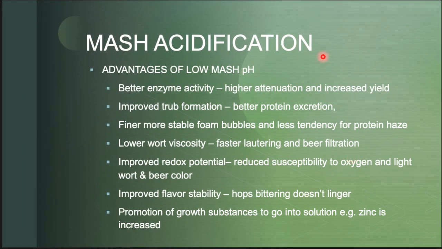Mass acidification. The pH of the mass is usually in the range of 5.6 to 5.8 after massing in, due to the interaction between calcium and magnesium salt of the massing in water and the phosphate and the other components of the malt. However, there are a series of processes and changes that occur considerably faster and better at lower mass pH in the range of 5.2 to 5.4, depending on the recipe of the brand.